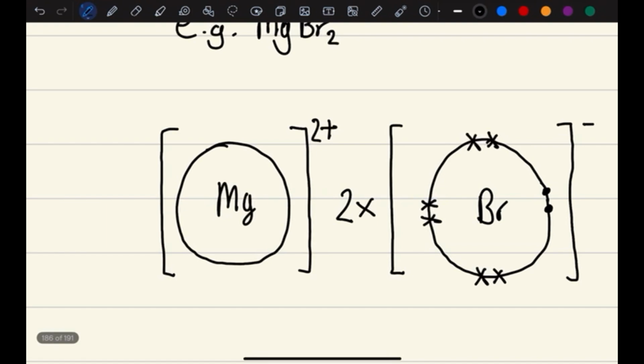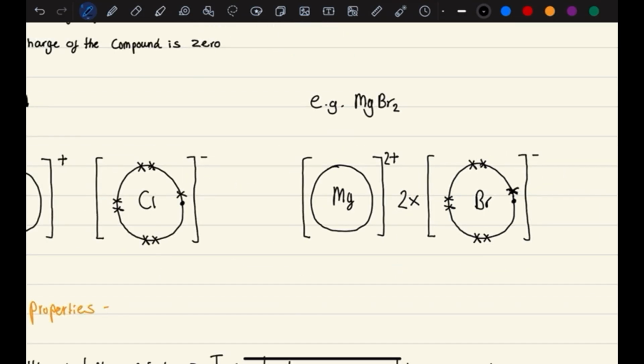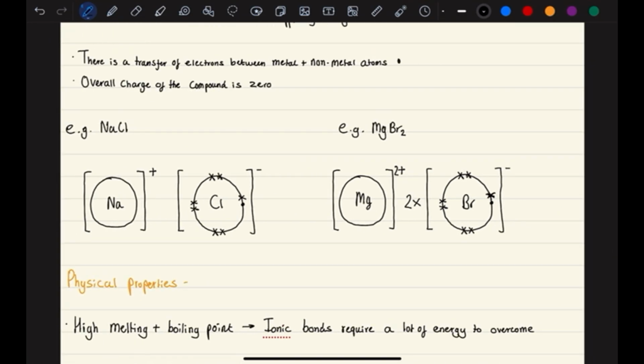And then for the bromine, you can see that we've got the 7 electrons as crosses, and then that one it gained from magnesium. But then we have to have 2 bromide ions. Hope that makes sense. Sorry about the mistakes I made.